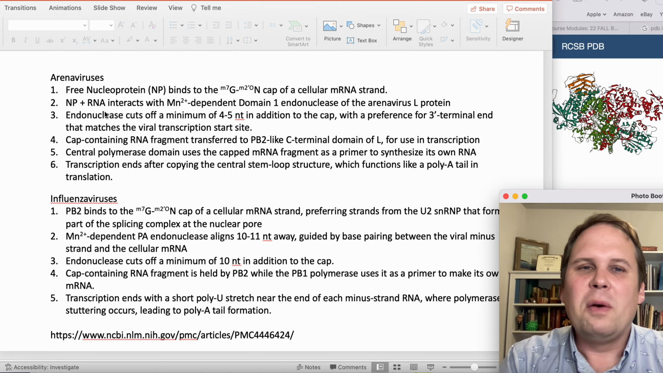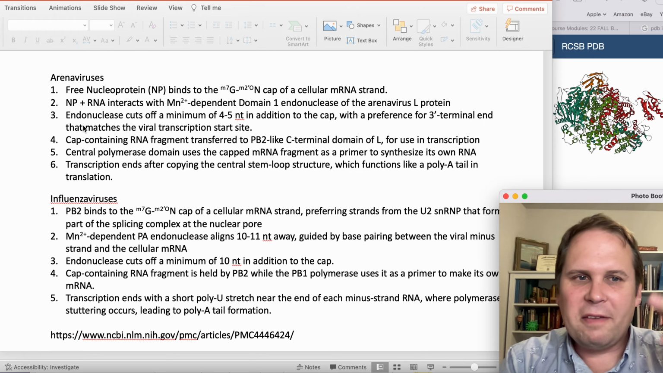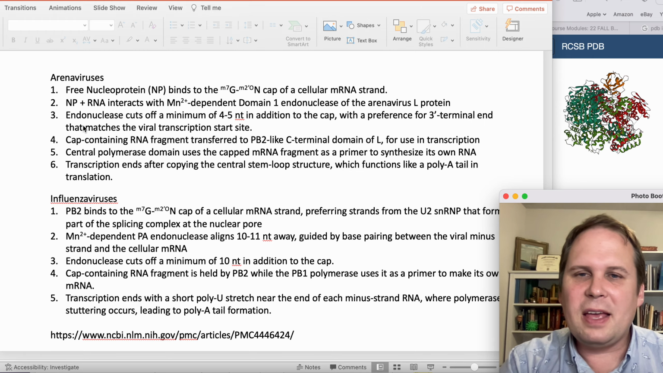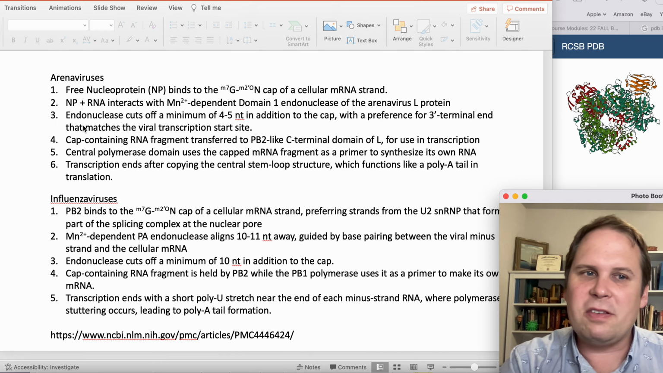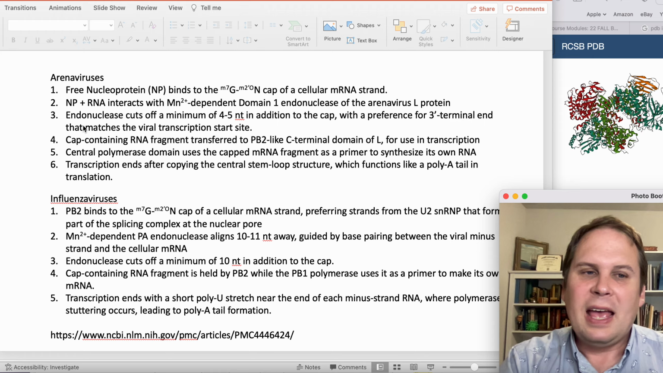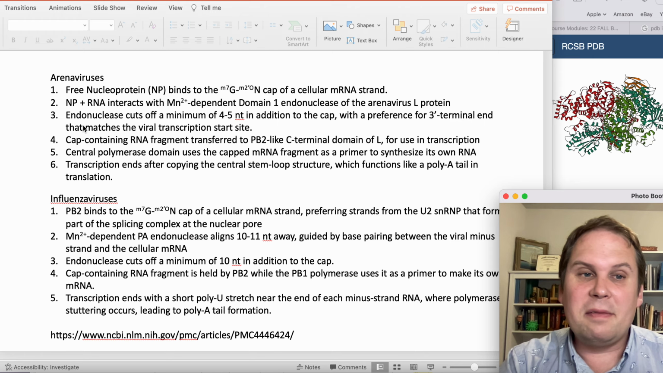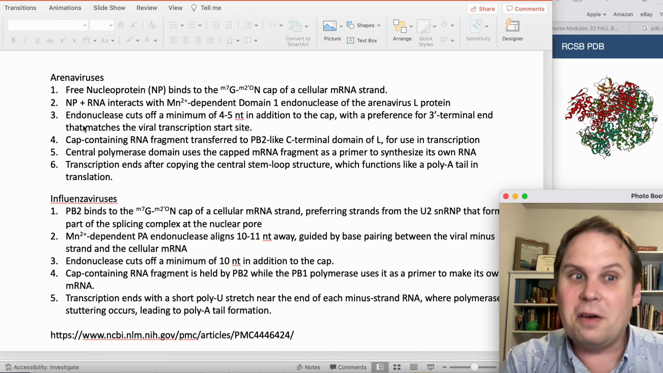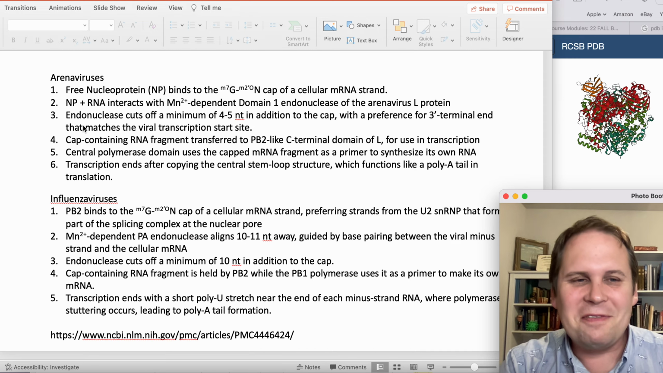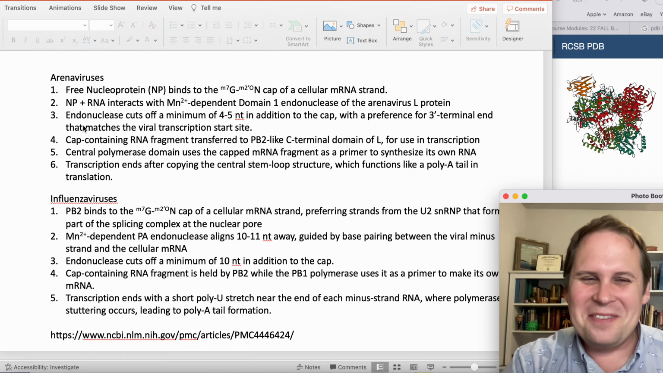Okay, after that, we have got this thing. We have cut the cap off with our endonuclease. We have passed the cap down to the PB2-like C-terminal region of the L protein. And that's going to hold on to it during transcription. And we don't have to add any methyl groups or anything because they're already there. When you steal a fully functional cap, you get a fully functional cap.